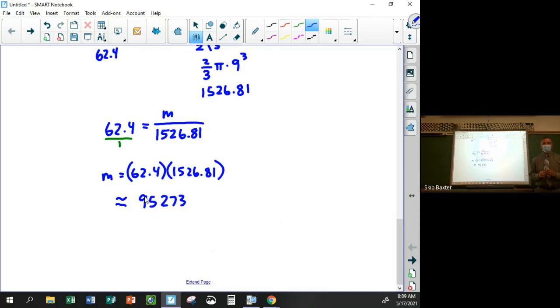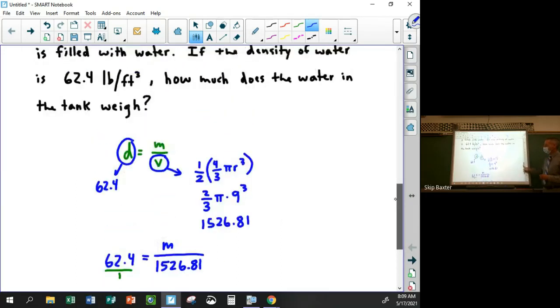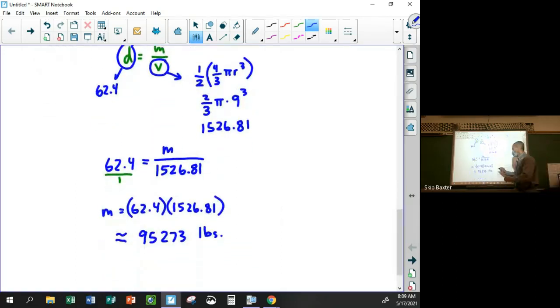Let's just round it to the nearest whole number. Yeah, it's just pounds, right? If the density is given in pounds per cubic foot, and the volume that we have is in cubic feet, then yeah, that's just going to be pounds. Okay.